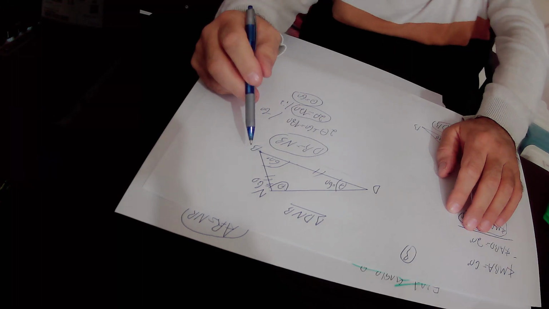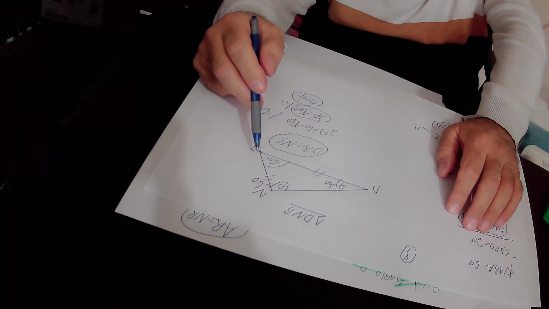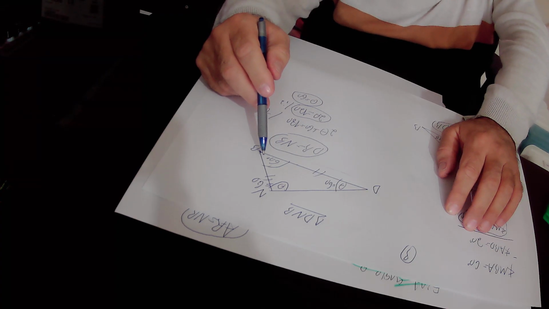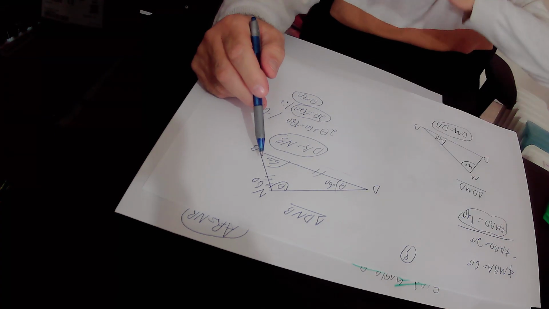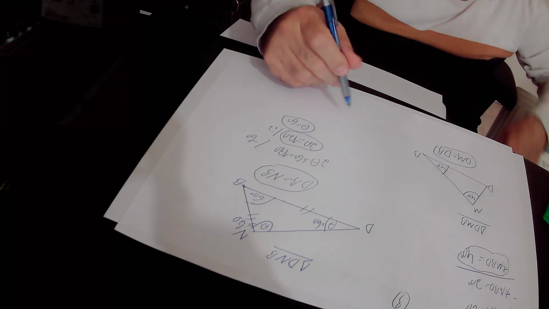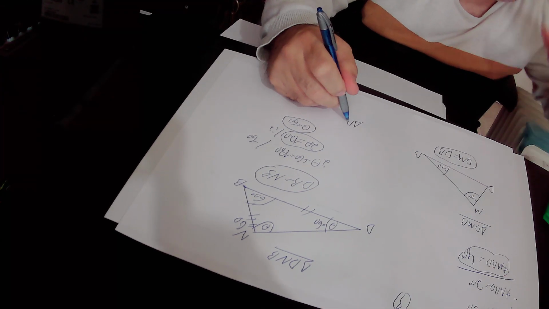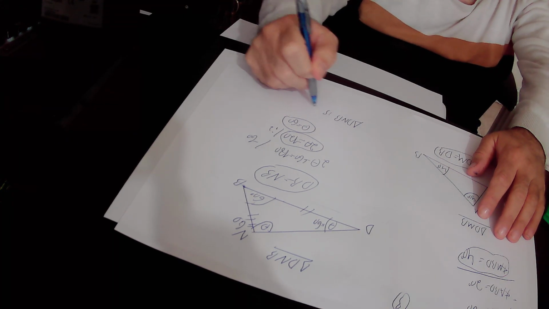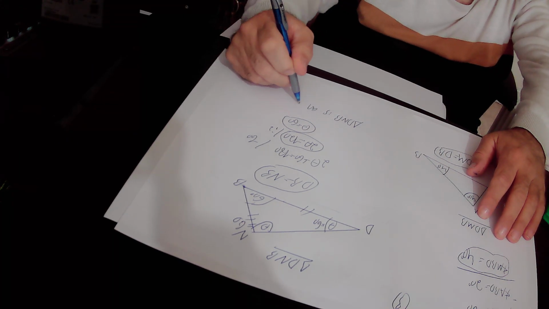Therefore, because in triangle DNB we have three angles that all of them are equal to 60 degrees in size, triangle DNB is an equilateral triangle. So I write it down. Triangle DNB is an equilateral triangle.